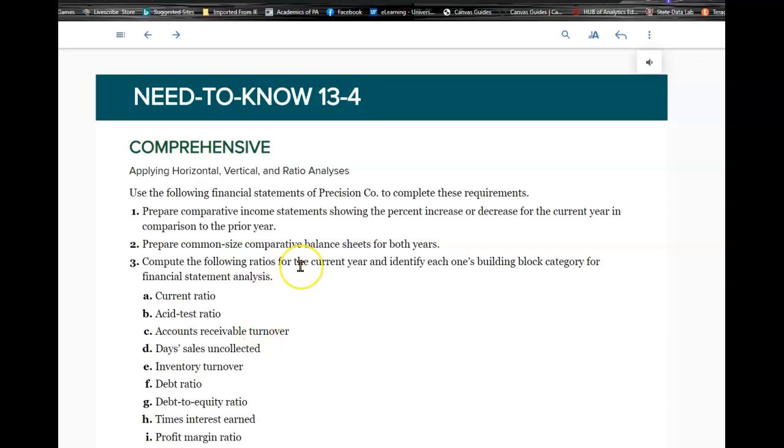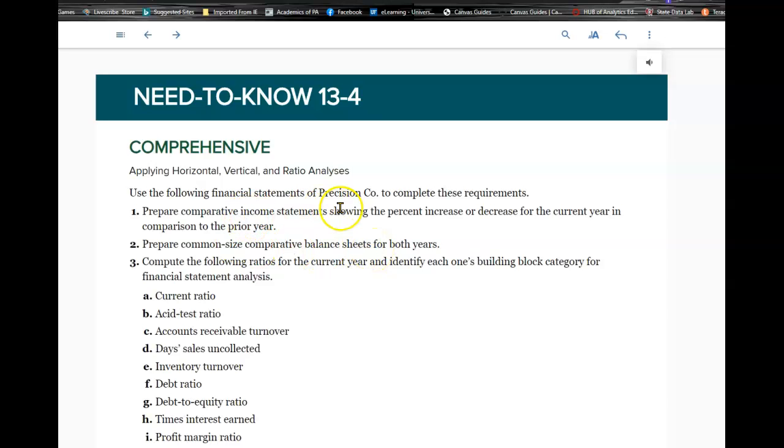So I want you to go through this need to know. This is going to be important, especially as you move towards your final exam. So the need to know 13-4 asks you to apply horizontal, vertical, and ratio analysis to the financial statements of a fictitious company called Precision Company.